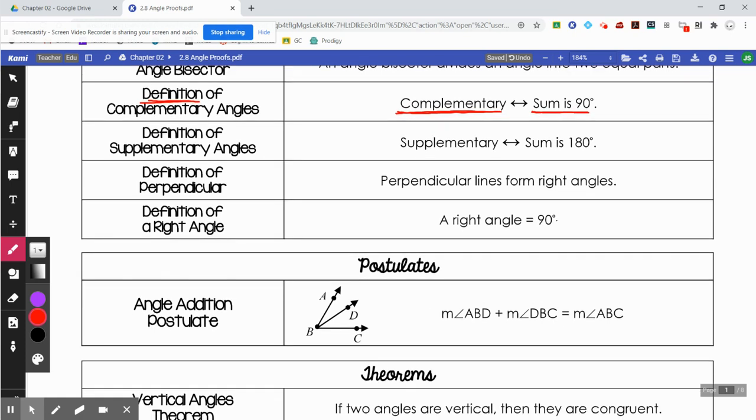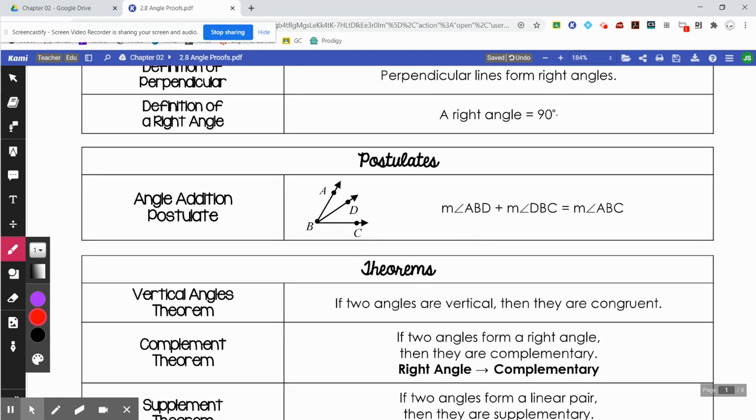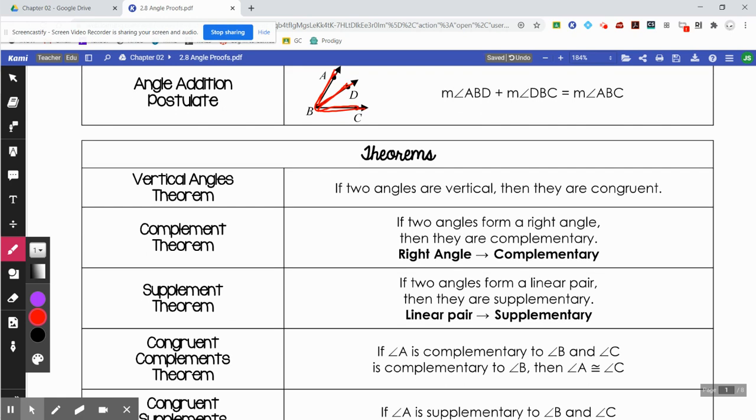Definition of perpendicular. Perpendicular lines form right angles. And the definition of a right angle: the measure of a right angle equals 90 degrees. The angle addition postulate works the exact same way as the segment addition postulate. This angle plus this angle is equal to the whole angle. The measures are. Vertical angles theorem.